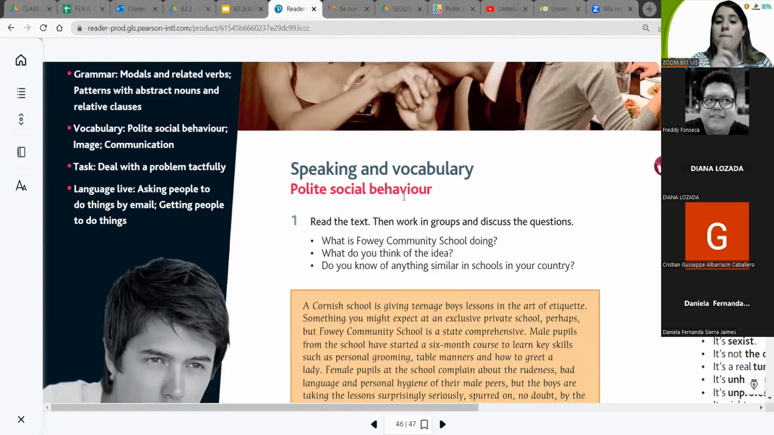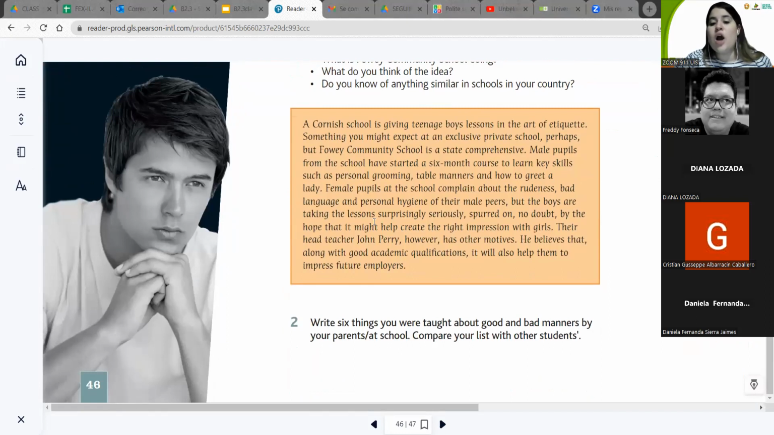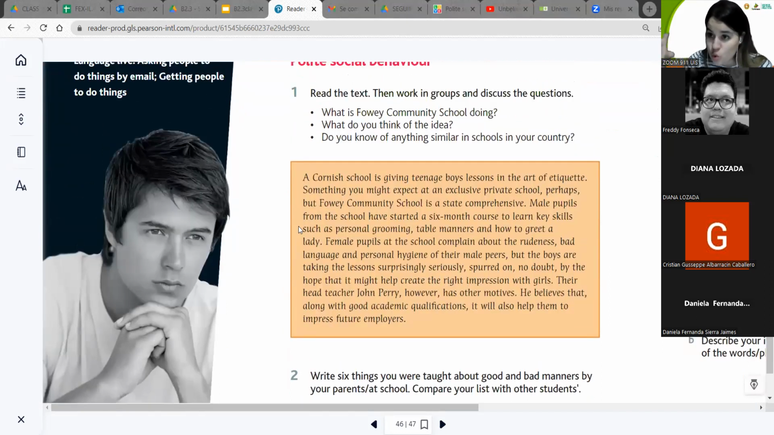Speaking of vocabulary about polite social behavior, we're going to read the text individually, and then we're going to discuss the following questions. The first question is, what is Forward Community School doing? What do you think of the idea? And do you know of anything similar in schools in your country? So you guys are going to read this short text, and then you're going to let me know what you think, okay? Is it clear? Yes. Okay, so please start reading individually.